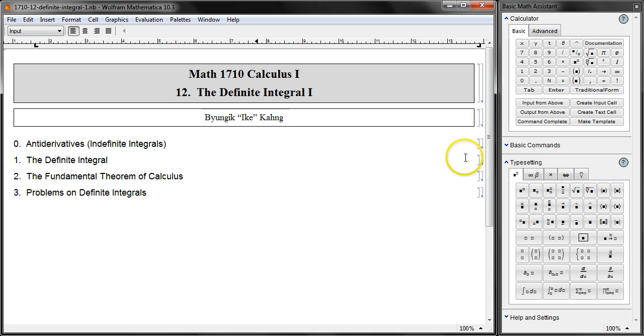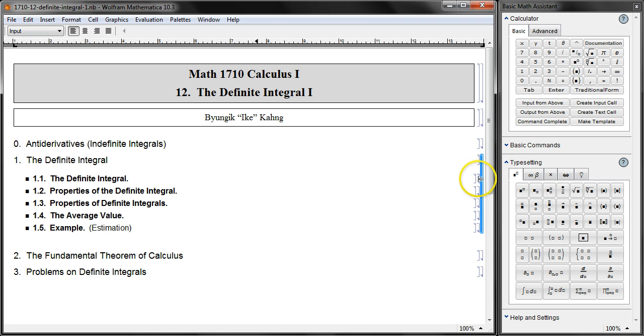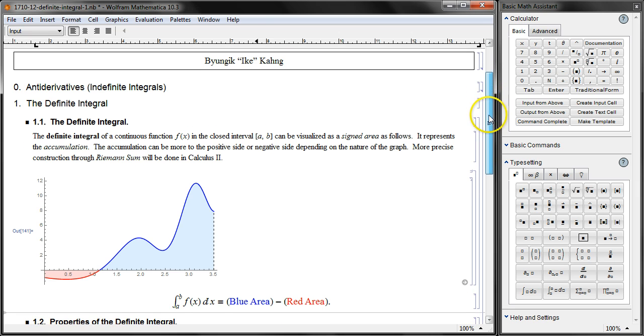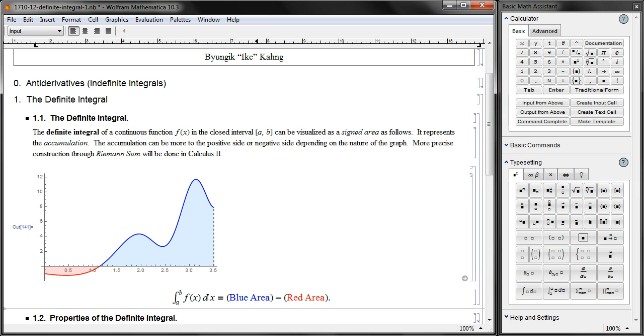The definite integral, on the other hand, is uniquely determined for a given continuous function in a closed and bounded interval a and b. Here's a graphical representation. Please take a look at this graph, y equals f of x. It's a continuous function, as you can see, starting from 0 to 3.5, and that's the interval a to b. We're going to have some color coding here to enhance our understanding.